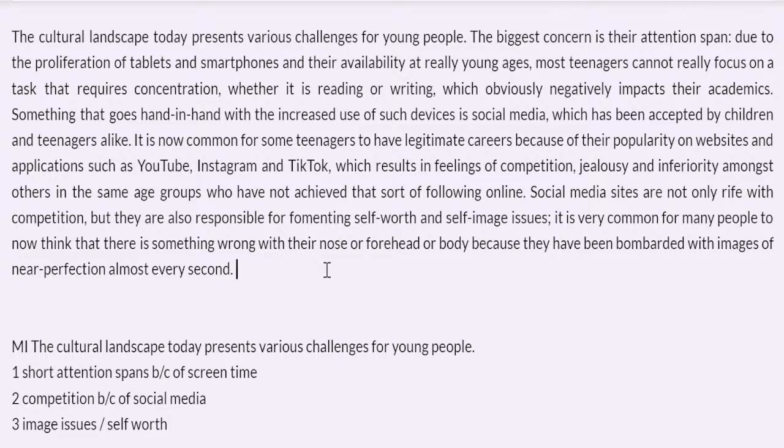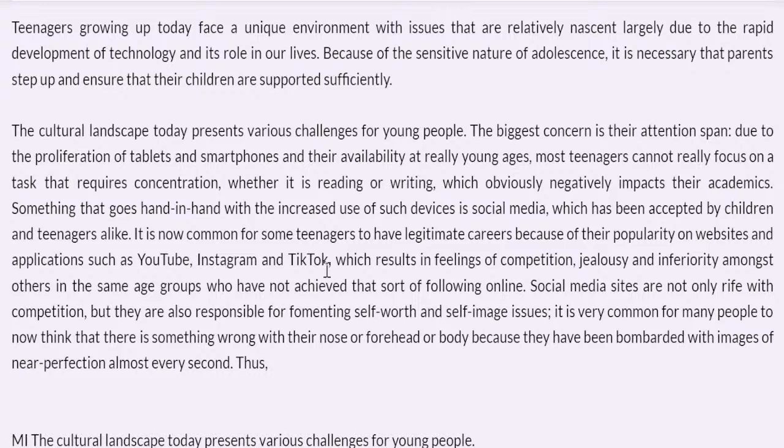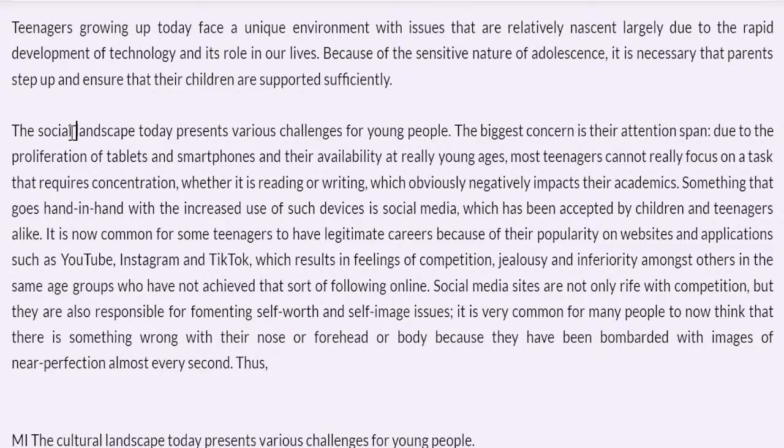So then my last sentence, today's cultural landscape. Okay, I think maybe I could just say cultural, and I would rather say social landscape, because that's a better fit. Okay, thus prevailing trends, and prevailing trends in, well, it's not a trend really. I would say can be exacerbated.